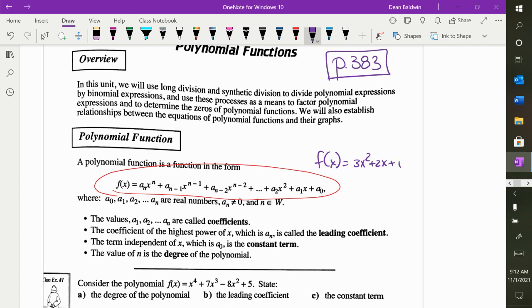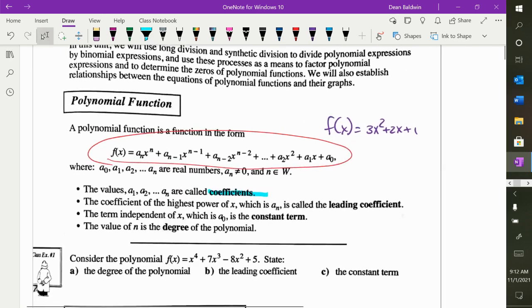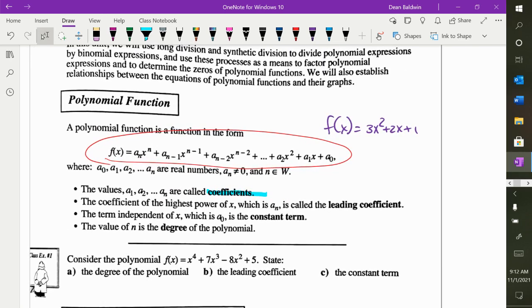What do you call the numbers in front of the variables? Coefficients. Would the 1 be a coefficient? Yeah, because I can write the last term as x to the 0, right?